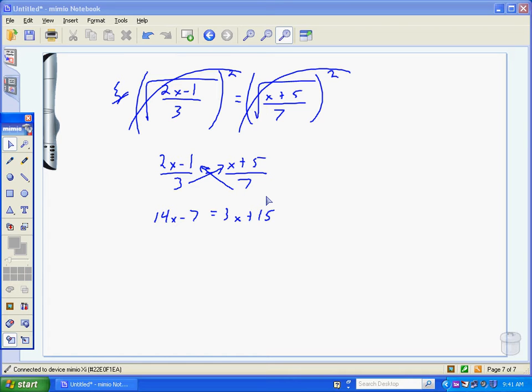And then just solve it from there. So minus the 3x over, so I get 11x. Take the 7 to the right-hand side and get 22. Divide by 11. I get x equals 2. Done.